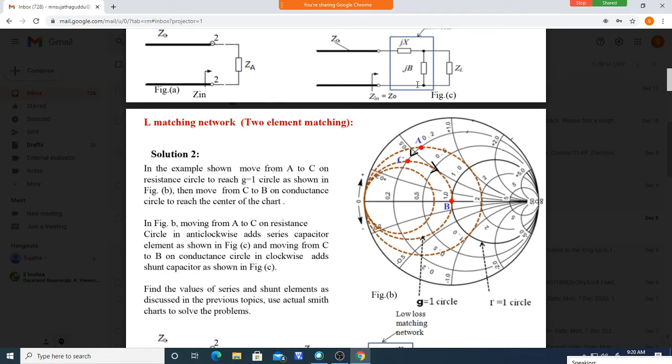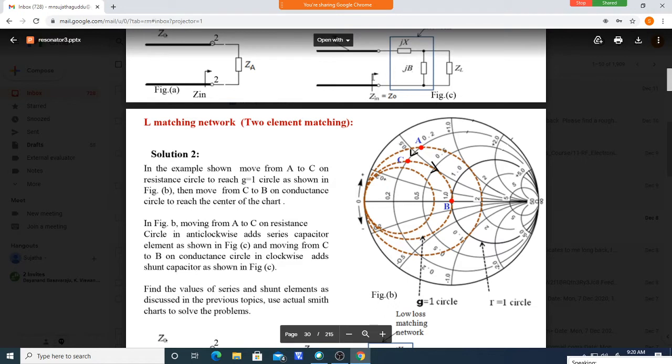Now in the converse way, if I want ZL, so the impedance here I want equal to some other value. Assume 50 ohm is given. What you have to do?